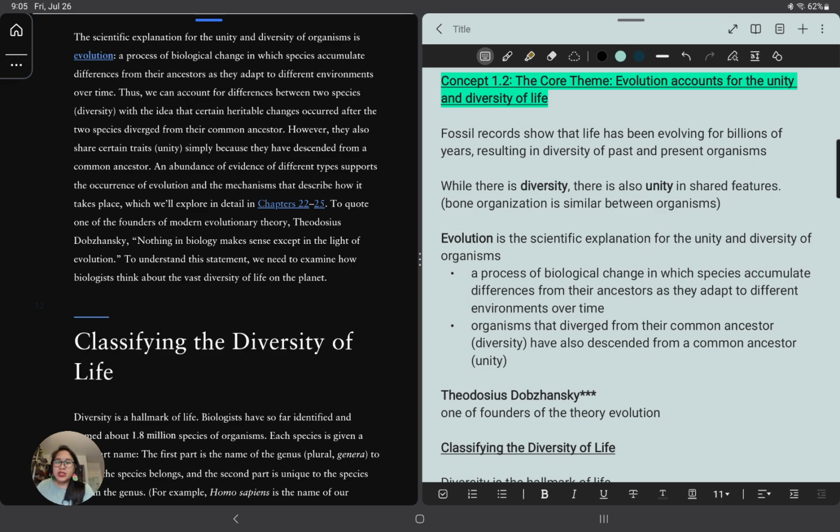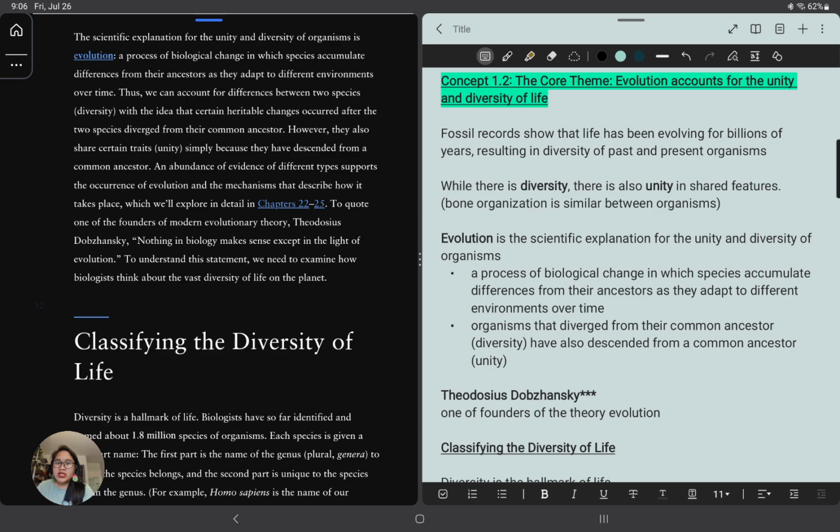The scientific explanation for the unity and diversity of organisms is evolution, a process of biological change in which species accumulate differences from their ancestors as they adapt to different environments over time. Thus, we can account for differences between two species, diversity, with the idea that certain heritable changes occurred after the two species diverged from their common ancestor. However, they also share certain traits, unity, simply because they have descended from a common ancestor.